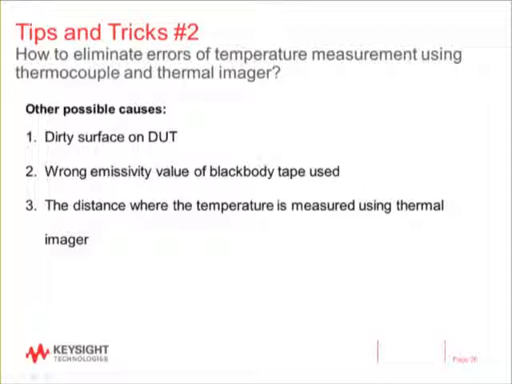Another possible cause would be a wrong emissivity value of the black body tape being used. The user can assume the emissivity value, but it is recommended to get the correct value from the manufacturer, because setting the wrong emissivity may contribute to an error in the temperature measurement. And lastly, the distance where the temperature is measured using the thermal imager. This might actually cause some difference in the reading, because thermal imagers generally have specifications that state their accuracy with distance. So check out the specifications of the thermal imager that you're using to make sure that it is well within its accuracy.